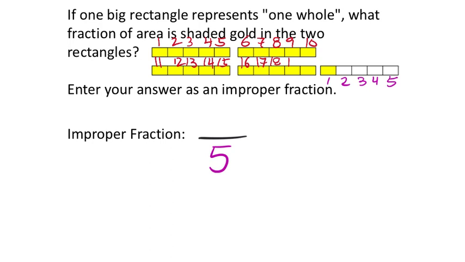Maybe a better 9 than that. 19, 20, and then 21. So that's all the pieces that I counted that are shaded gold. So as an improper fraction, this would be 21 fifths.